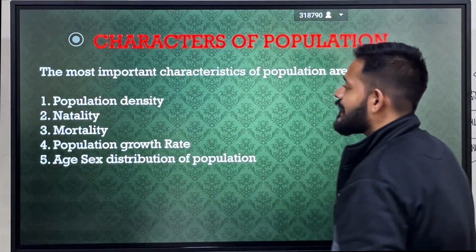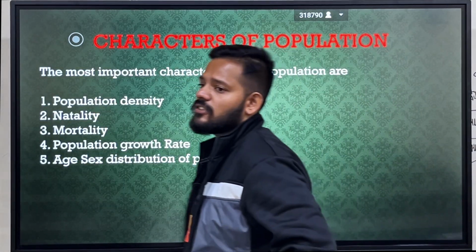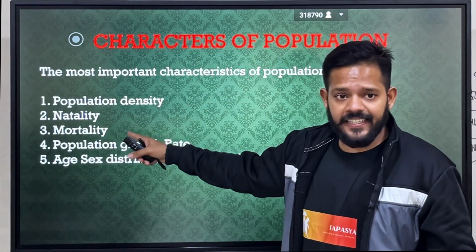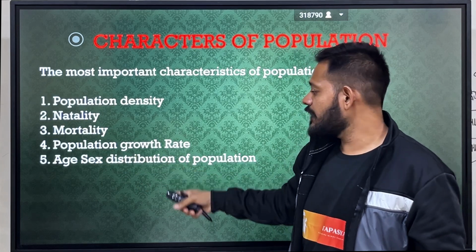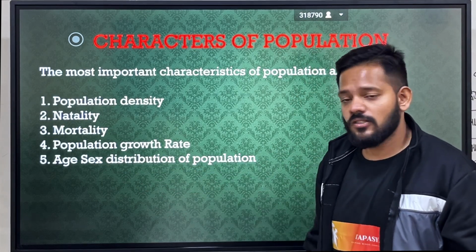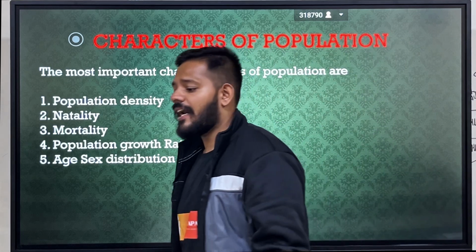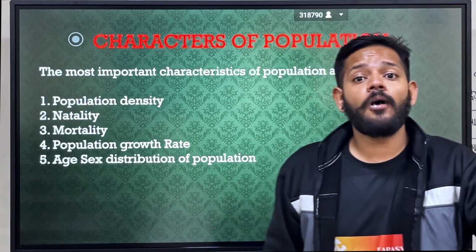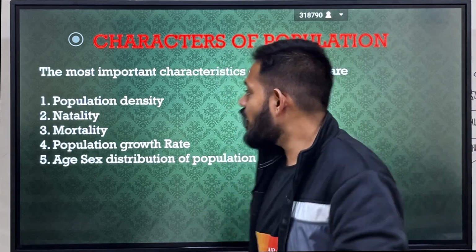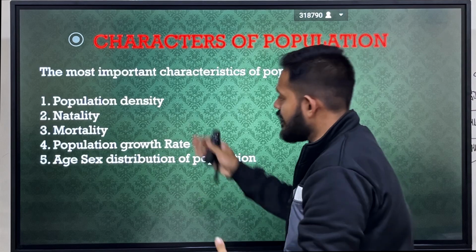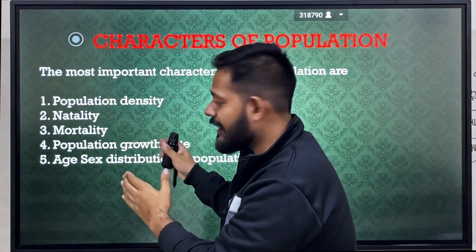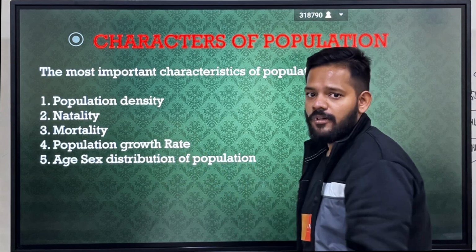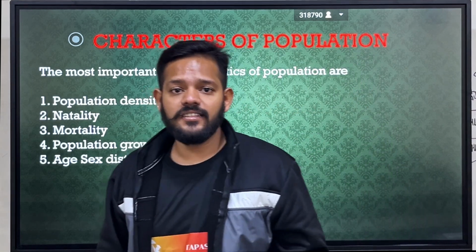Okay. Now next, characters of population. What are the different characters of a population? Population density, natality, mortality, population growth rate, age and sex distribution. These are all the characters of a population. Characters of population means what features that population shows. These five things we are going to study in this chapter.